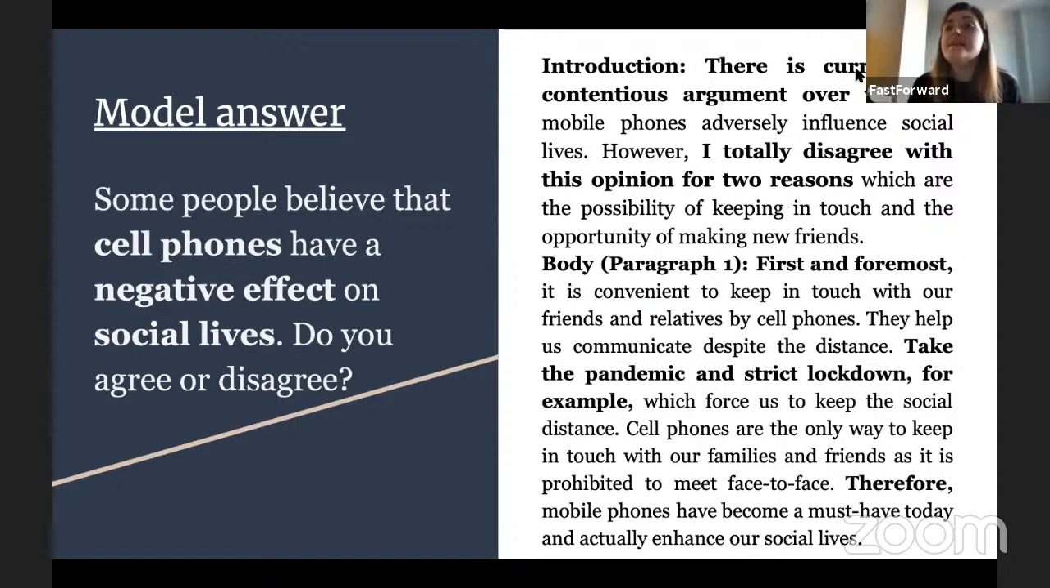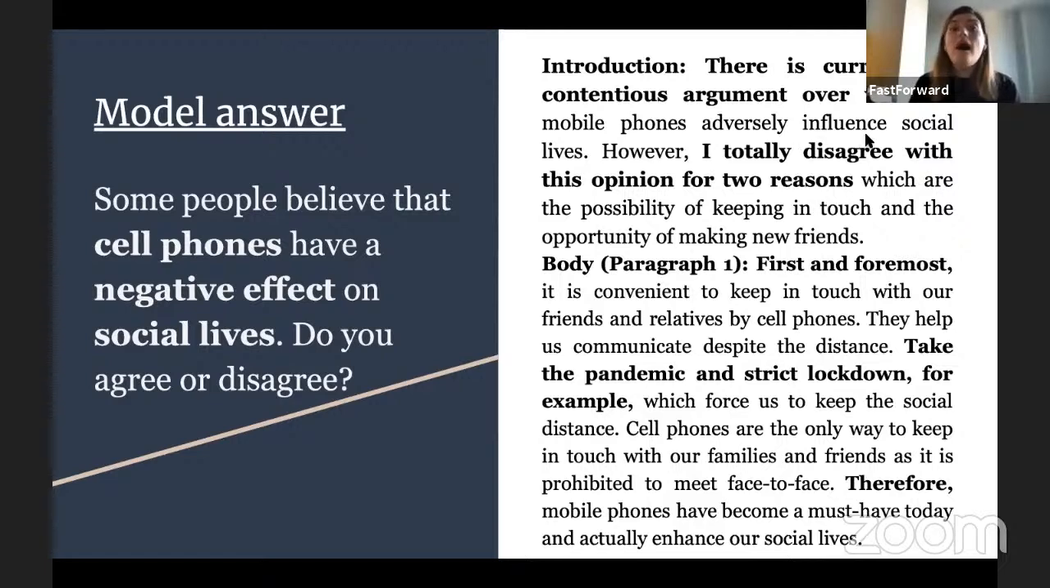So I start from the linking structure, and then please pay attention that I'm paraphrasing my topic. I'm saying mobile phones adversely influence social lives. And if you have a look at our sample, right, it's very different. So I'm not saying cell phones. I paraphrase. I show my vocabulary. I'm saying mobile phones, right? And instead of negative effect, which is an adjective and a noun, I'm saying adversely influence. Adversely means negatively, okay? Very beautiful academic word. I recommend you learn it. And it's very popular in the IELTS test, by the way.